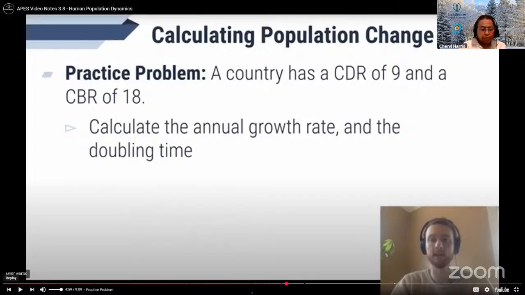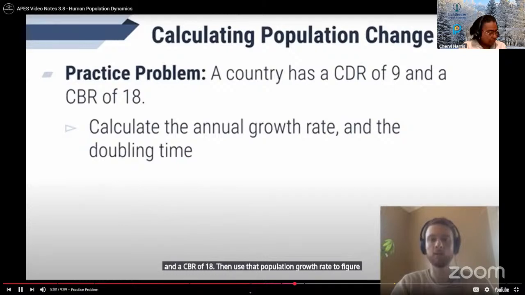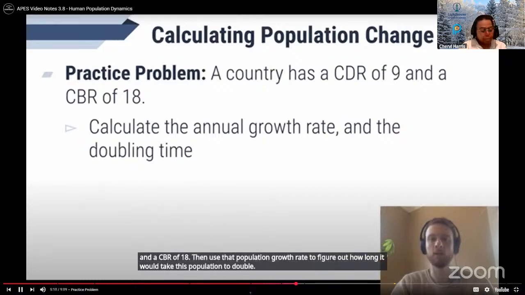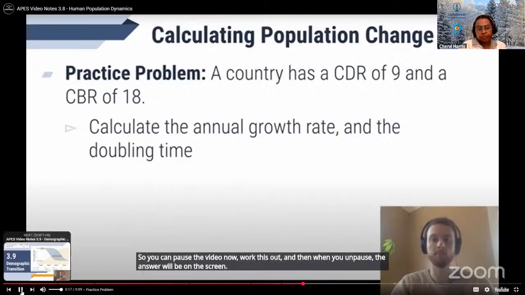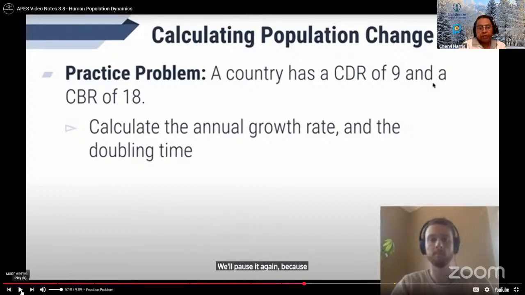See if you can calculate the growth rate for a country with a CDR of 9 and a CBR of 18. Then use that population growth rate to figure out how long it would take this population to double. So you can pause the video now, work this out, and then when you unpause, the answer will be on the screen. Okay, we'll pause it again because he's added a question. I'm going to give you another minute.